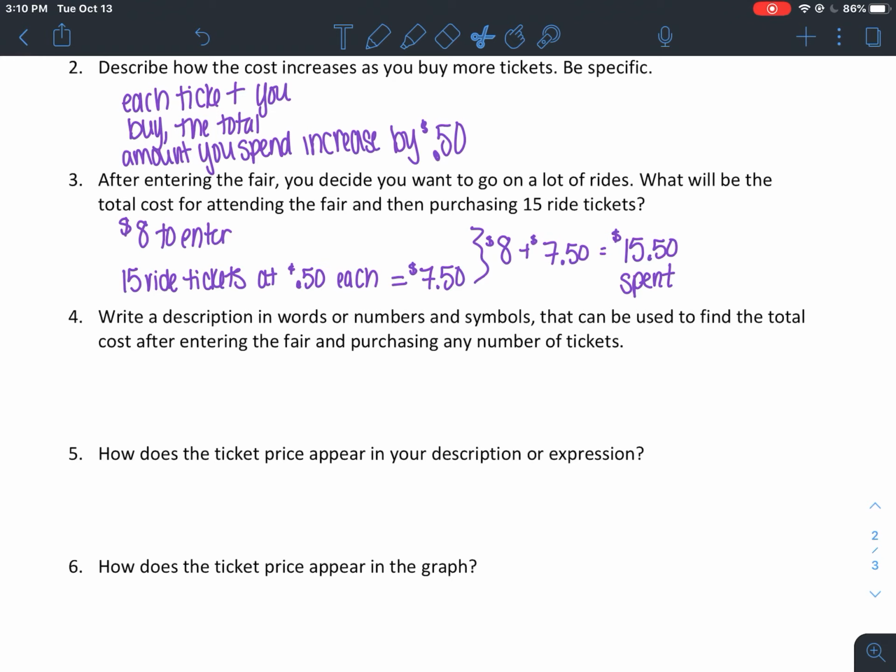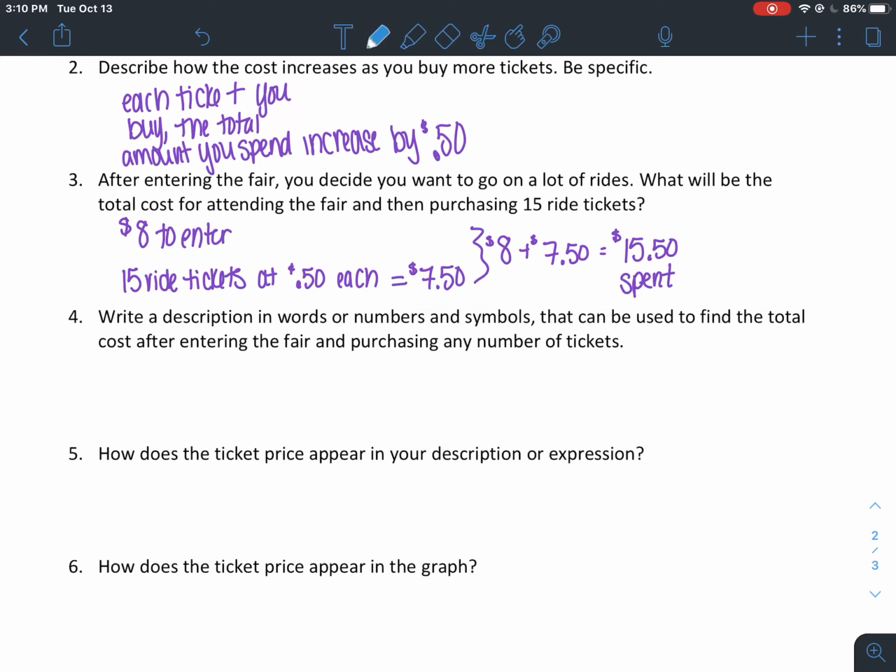Now, you have a choice for this next one. Either write a description in words or numbers and symbols, meaning an equation of sorts, that can be used to find the total cost after entering the fair and purchasing any number of tickets.